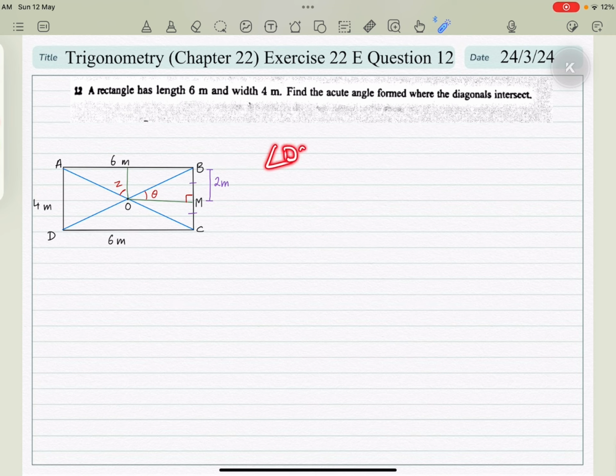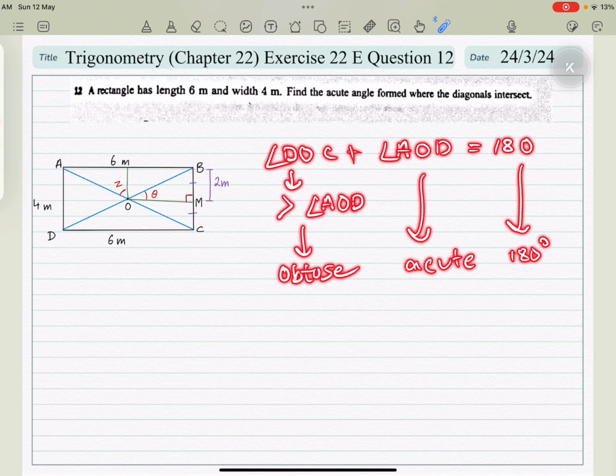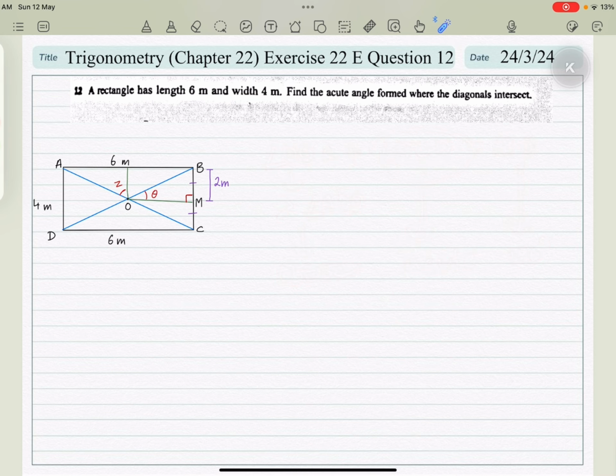So angle DOC plus angle AOD is equal to 180 degrees, and since this is greater than angle AOD, this must be obtuse and this must be acute to make it 180 degrees. So you have proof that this is the acute angle. Now you can simply go ahead and find this angle and say that because this is acute and this is the measure of this angle, this is the answer. But how I would recommend you to do it is to solve for both of these angles and see which one is acute at the end.